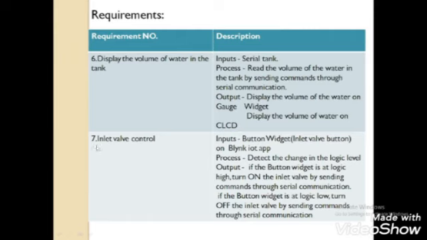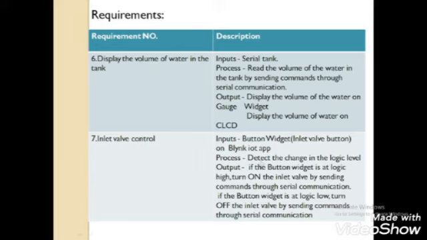Requirement number 7, inlet valve control. Input: button widget, inlet valve button on the Blynk IoT app. This is nothing but creating 2 valves for the cereal tank. That cereal tank we can consider as a water tank at our home, which has two connections, one inlet valve and one outlet valve.